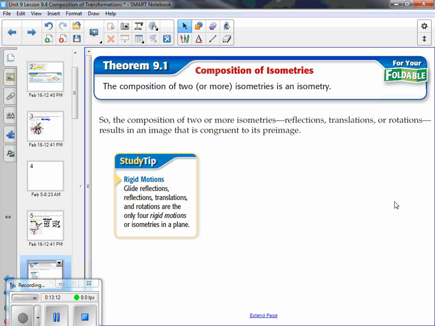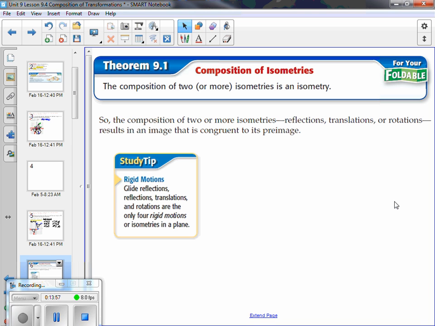The word isometry. Our standards use the 2 words rigid motion instead of isometry. An isometry is a transformation that results in a congruent figure. So the translations, the rotations, the reflections that we've been doing can all be called isometries. All right? And this theorem says that the composition of 2 or more isometries is an isometry.